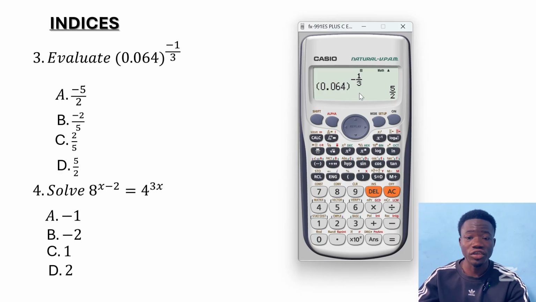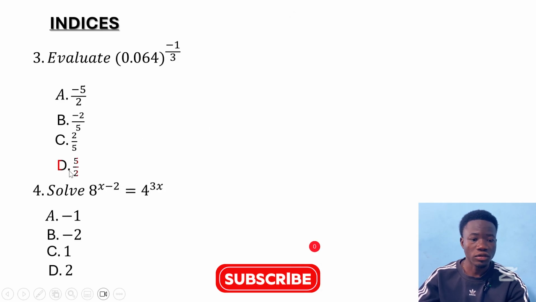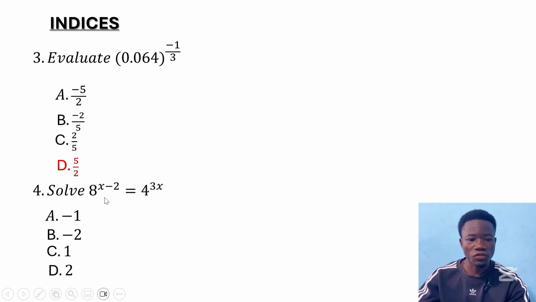So this one, because there's not an equal sign, you don't have to press the shift and solve. You just press your equal sign here, and your answer is there. That is 5/2, which is D. 5/2.